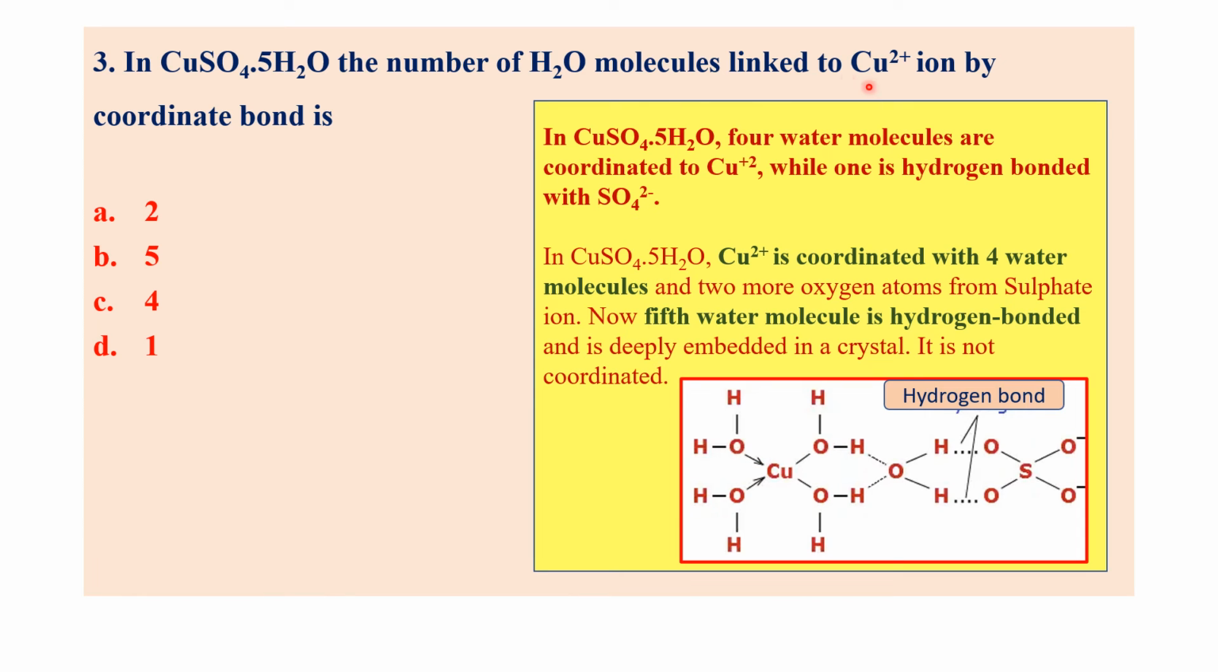So it will form a hydrogen bond and the 4 water molecules will be coordinated with the copper ion. So the question is about the copper ion. The copper ion will attach with 4 water molecules through coordinate bond. So the answer is 4.